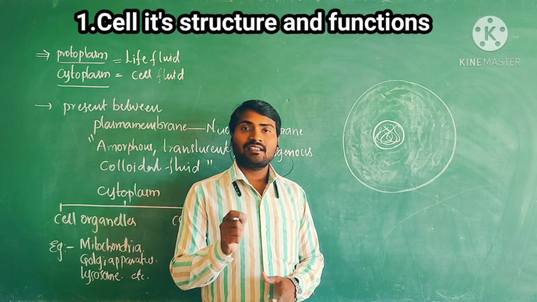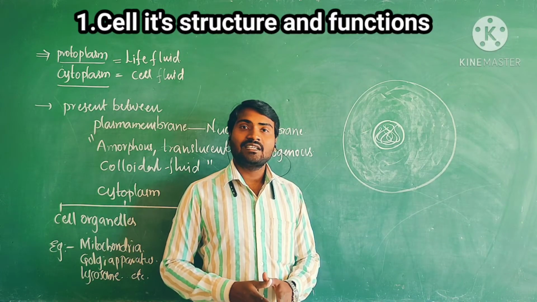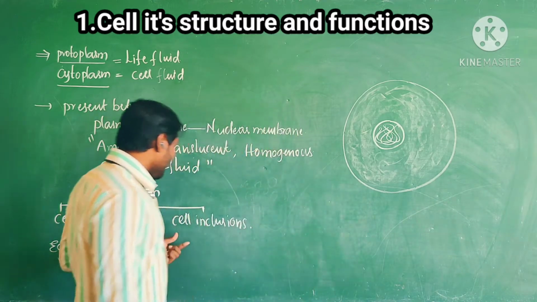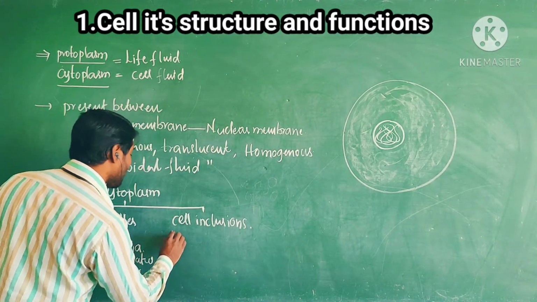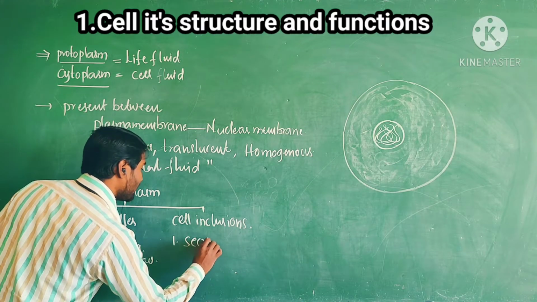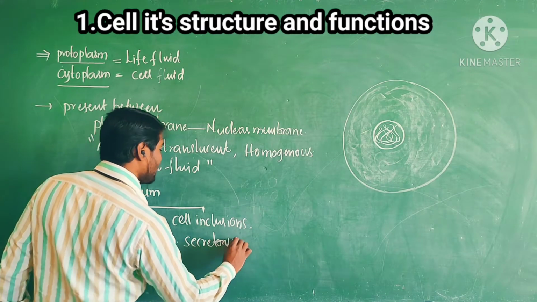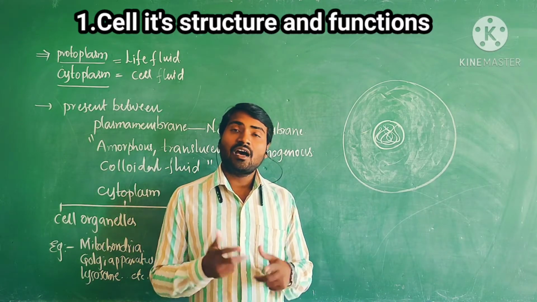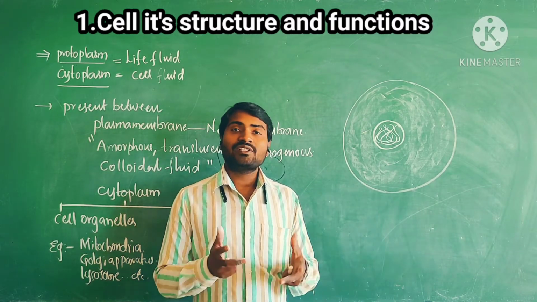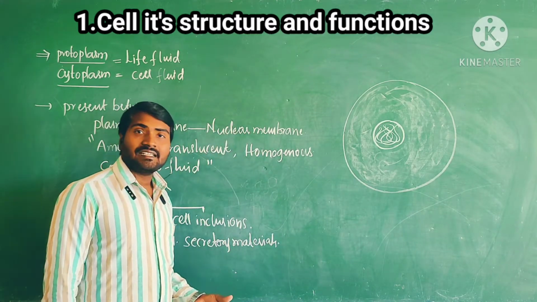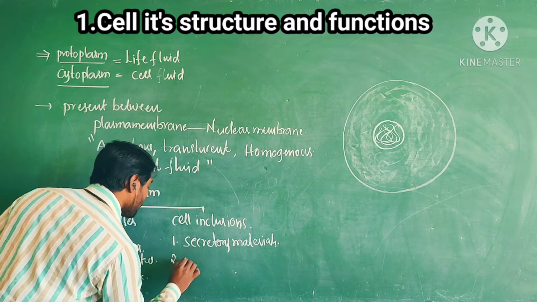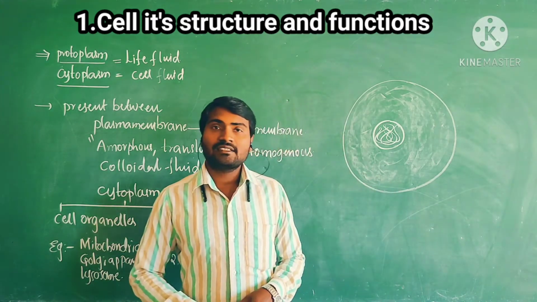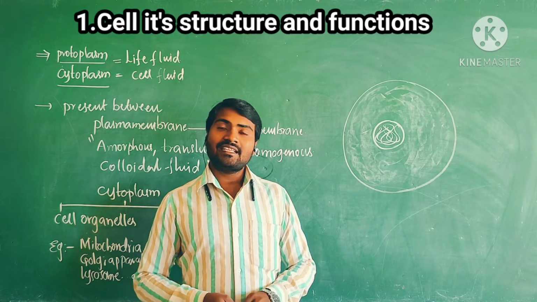Cell organelles are nothing but these small membrane bound structures which are present in the cytoplasm. Along with these cell organelles, cell inclusions are present. What are the cell inclusions? Secretory materials such as enzymes, hormones, in plants nectar. So these are secretory materials present in the cytoplasm. And also excretory waste materials are present in the cytoplasm.